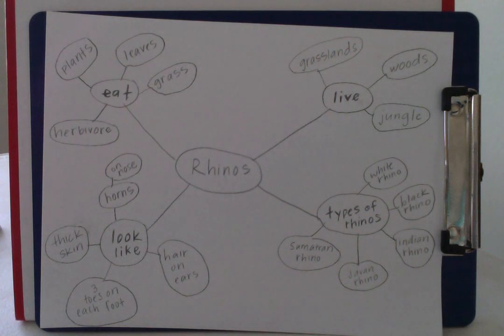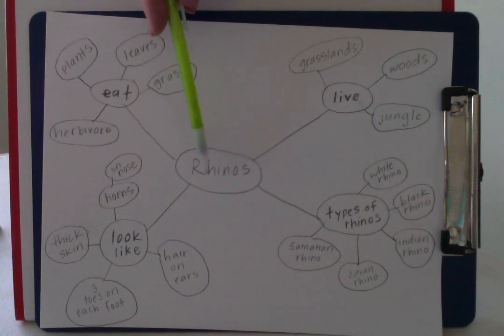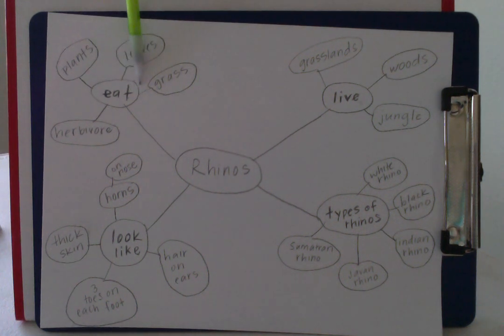So the first thing that I did is I thought, what do rhinos eat? And I started up here. So I drew the line and connected it to my title, which is rhinos, and I picked my first heading, and that is going to be all about what rhinos eat. And after reading this story, I came up with 4 ideas. They eat plants, leaves, grass, and they are herbivores, okay?